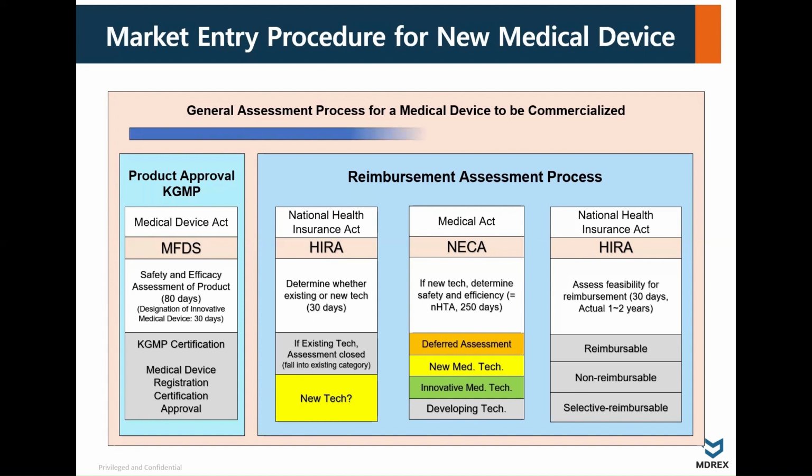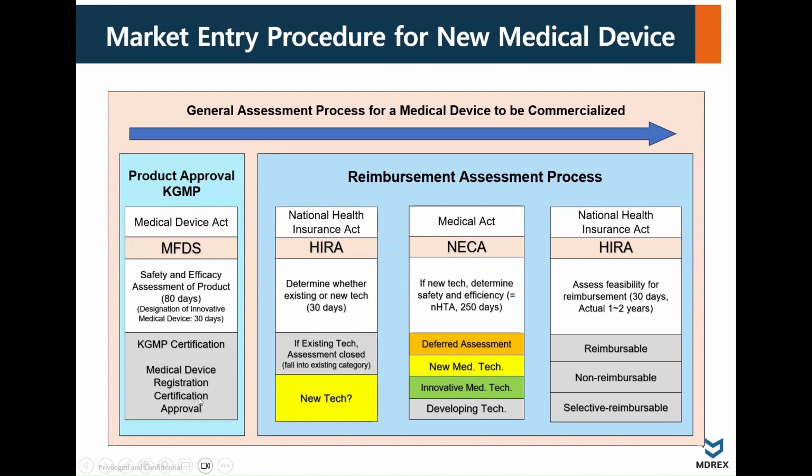So first, product-wide assessment. MFDS reviews the medical device under the Medical Device Act, mainly focusing on its safety and efficacy. Its processing time is legally determined up to 80 days, but most of the time it is prolonged and it can take up to 6 months. Along with KGMP certification, the product will be either registered, certified, or approved depending on the classification.